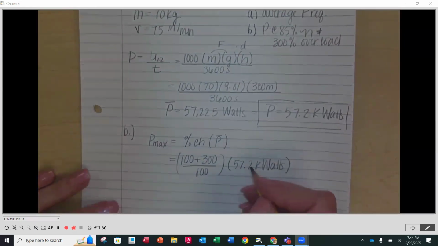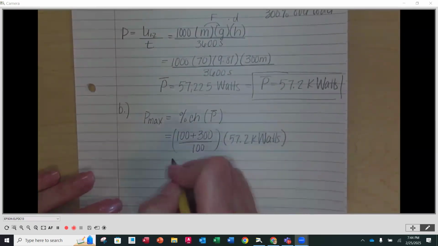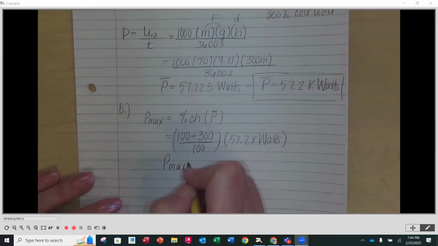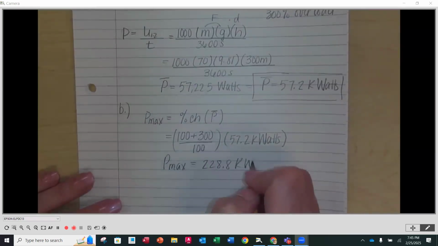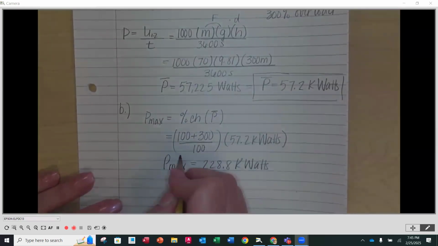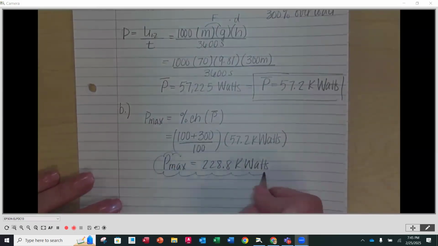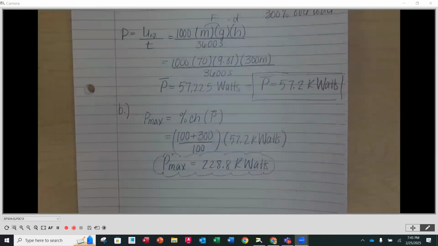So our max power that we need is going to be 228.8 kilowatts. Now this is not the final answer. This is at 100% efficiency, where we're putting in 228.8 and getting out 228.8, but that's not realistic.